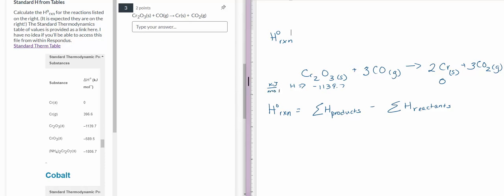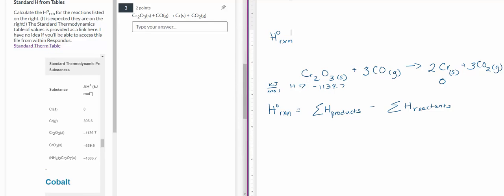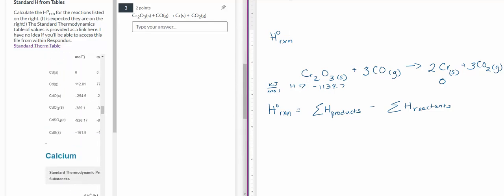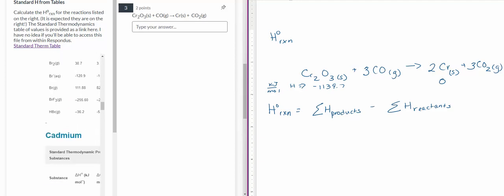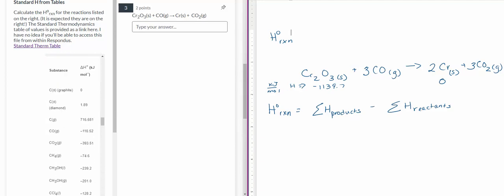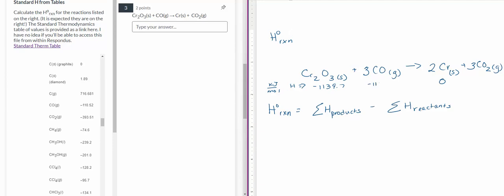And then I need carbon. Scroll up a little bit. I need carbon monoxide, CO. There we go. And I need CO2, carbon dioxide, both in gaseous form. So CO is negative 110.52. CO2 is negative 393.51. Now I can use the stoichiometry.